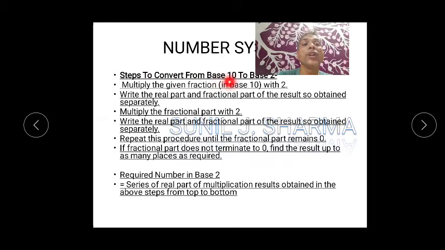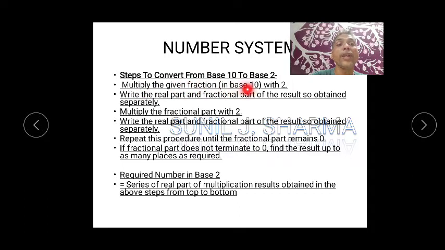Steps to convert base 10 to base 2, that is decimal to binary. Multiply the given fraction, only the fractional part we are talking about, from base 10 to base 2. Write the real part and the fractional part of the result to be obtained separately. Multiply the fractional part with 2. Write the real part and the fractional part of the result so obtained separately. Repeat the procedure until the fractional part remains 0. If the fractional part does not terminate to 0, find the result up to as many places as required.